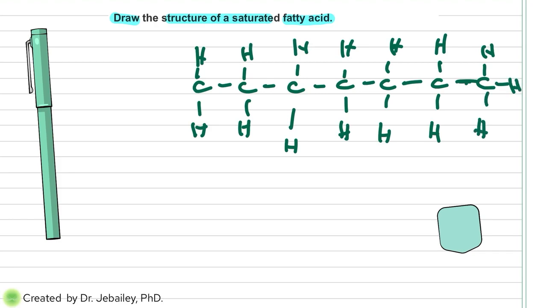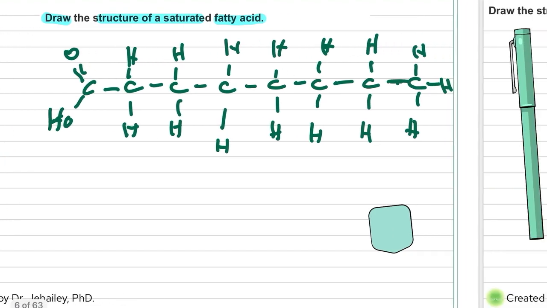That will complete. But that's not the whole fatty acid. You still need to connect it to a carbon that is connected to an oxygen and to OH. Now, this is a structure of a fatty acid. You can always label the hydrogens, the carbons, the single bonds. But this is definitely the structure that they're looking for.